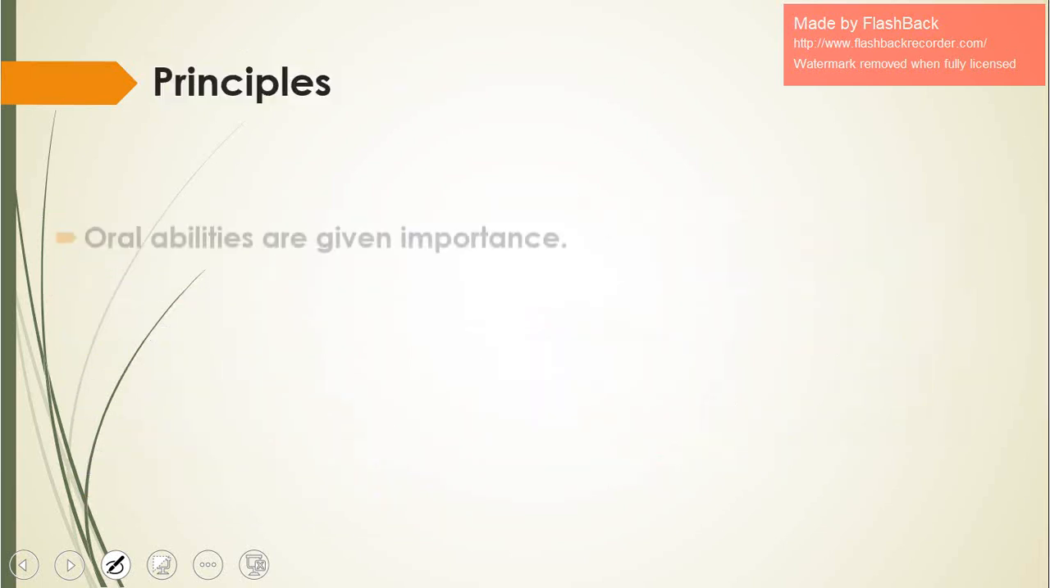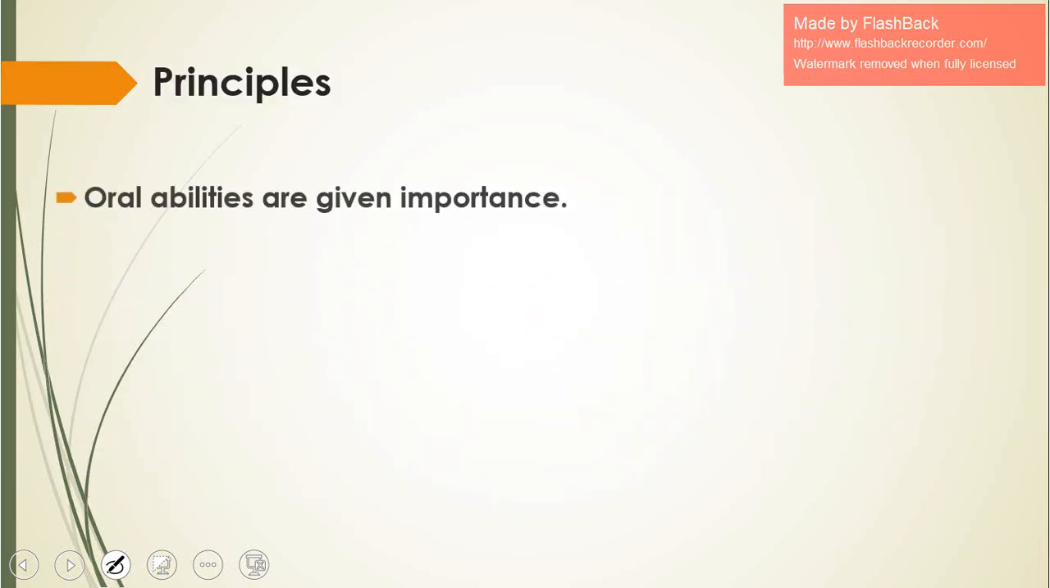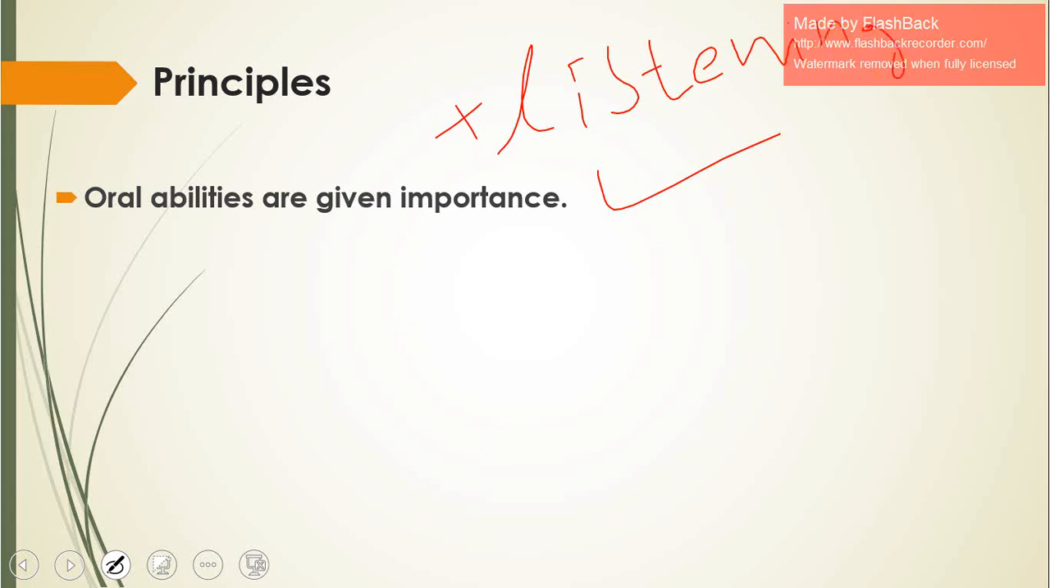Principles. What are a few principles of this method? Oral abilities are given importance. Like a child, the child's oral abilities are given importance, and the listening abilities. Oral and listening, sorry, I forgot to write it down. Oral abilities and listening abilities are given importance. For example, the child would comprehend the speech orally, and he will listen to it, and he will start to speak in the advanced stage.